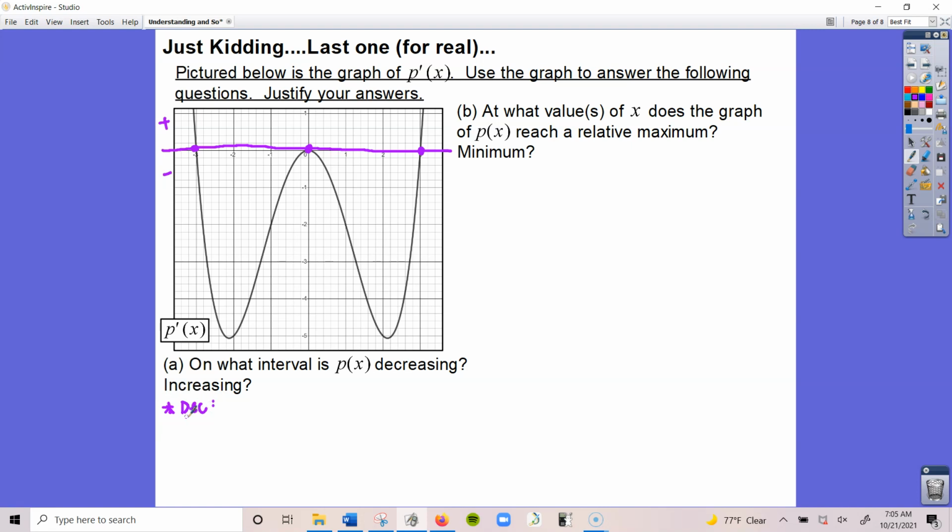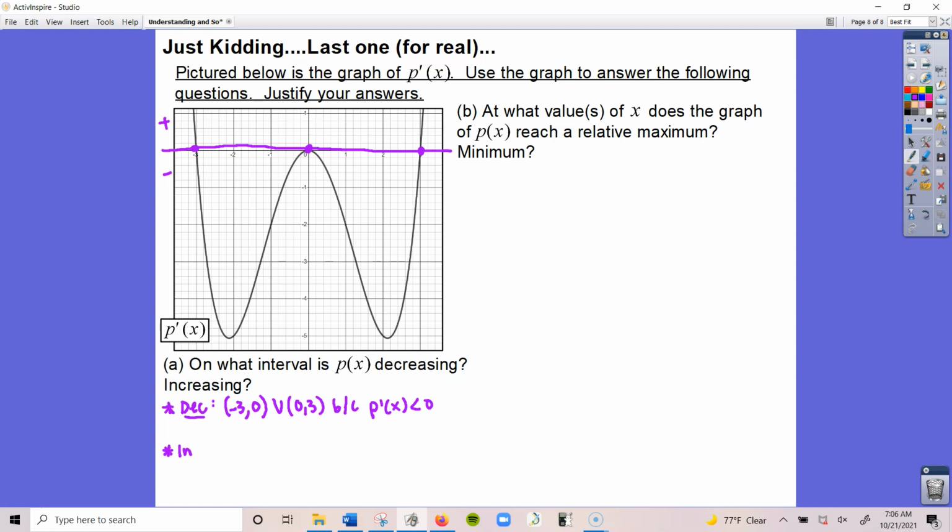My function will be decreasing when the derivative is below the x-axis, so it's this entire time here. So it's going to be from negative 3 until 0, since remember, the derivative is equal to 0 there, which is not negative, so we have to stop there. And then again from 0 to 3. And we would state because p prime of x is less than 0.